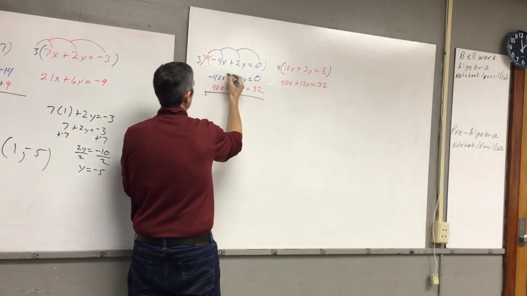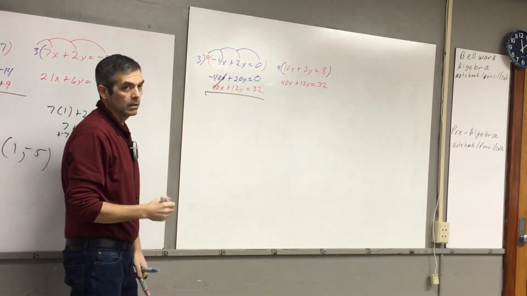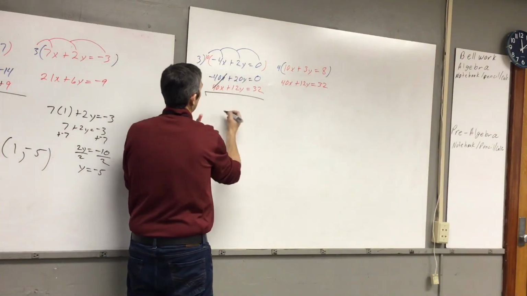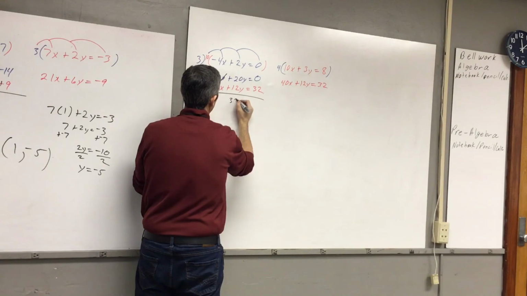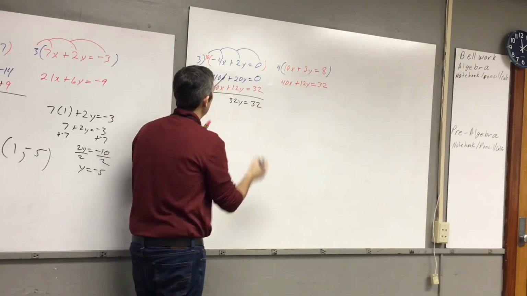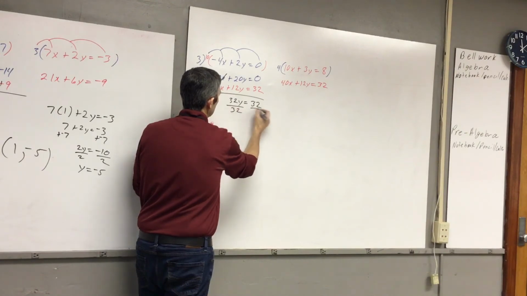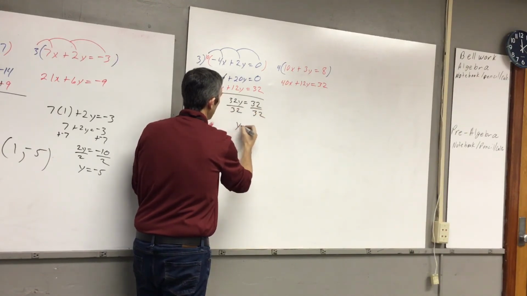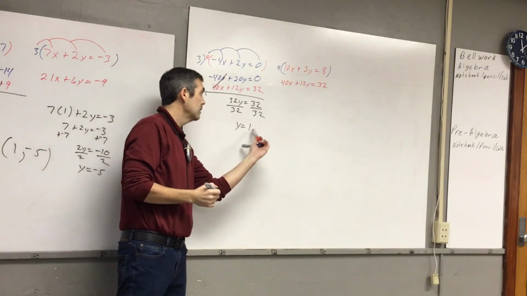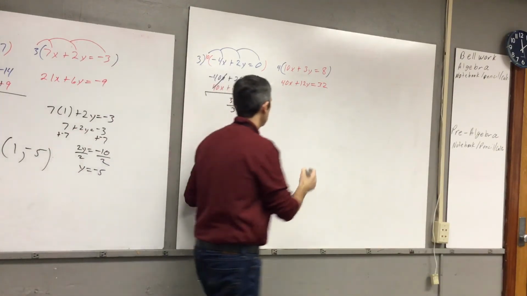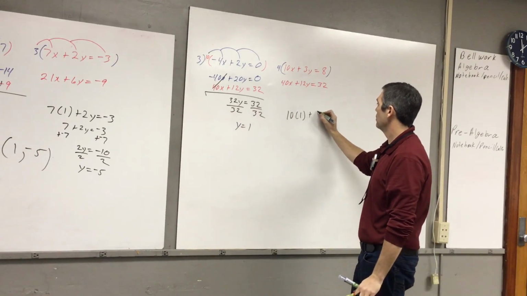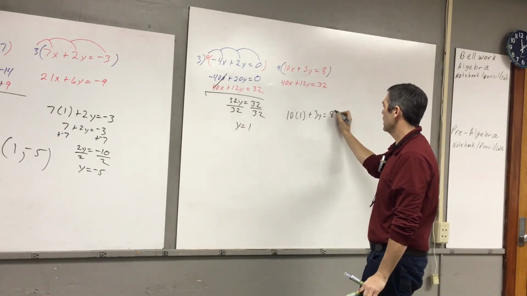Right? This cancels out. Okay? Because all I did was multiply by 4 over here. Add these two together. 32y equals 32. Divide by 32. Divide by 32. y equals 1. No problem. Now take the y, substitute it back in. Okay, so 10 times 1 plus 3y equals 8.